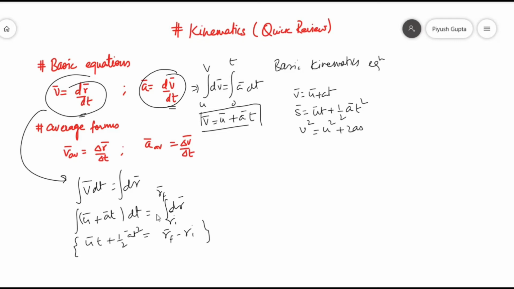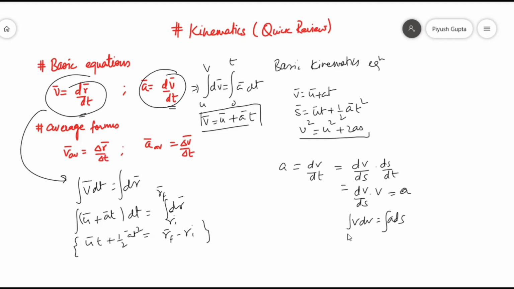Now we have the equation v square = u square + 2as, and this is a scalar equation, so for this we are going to use the scalar form. We have a = dv/dt. What I can do is multiply and divide the right hand side by ds, so the equation remains the same, and this can be written as dv/ds times ds/dt, and this ds/dt is going to be v. So I can write v dv = a ds, and then I'll integrate both sides from u to v, and again from 0 to s.